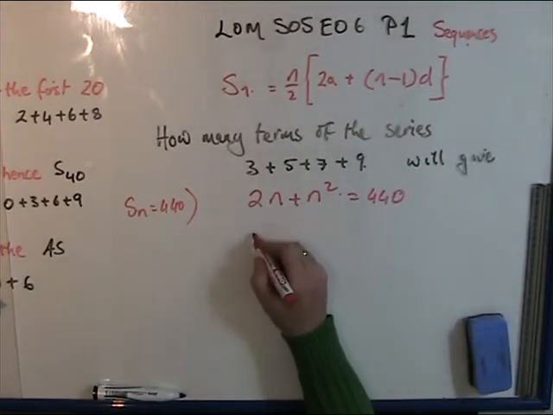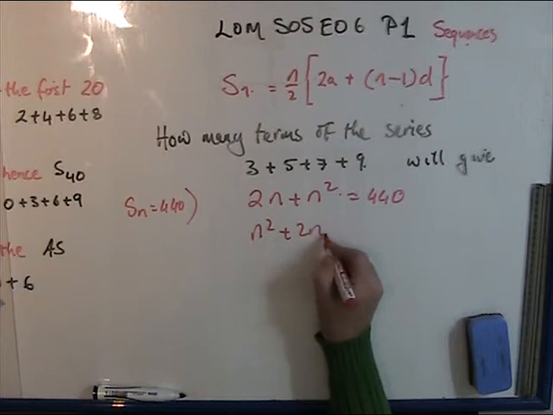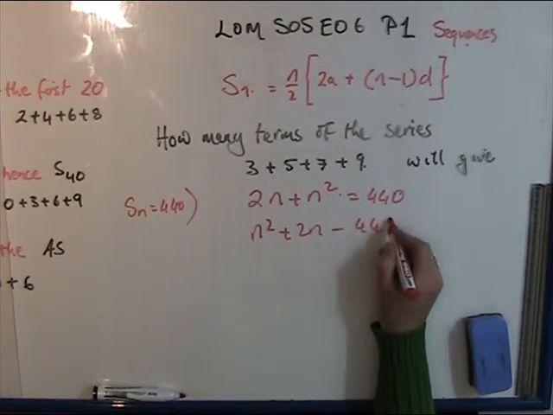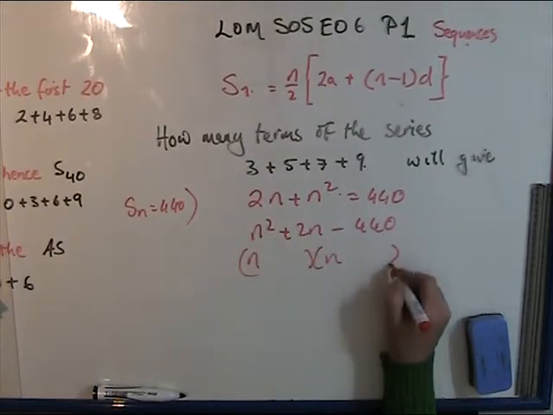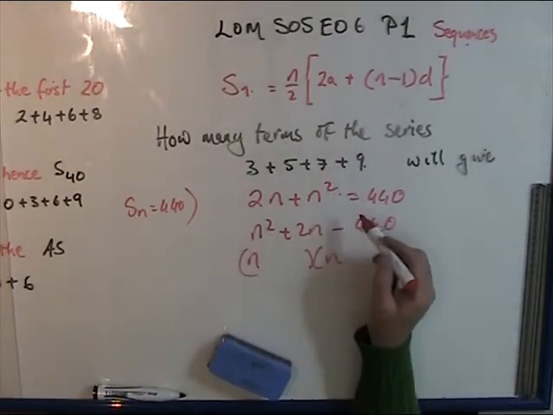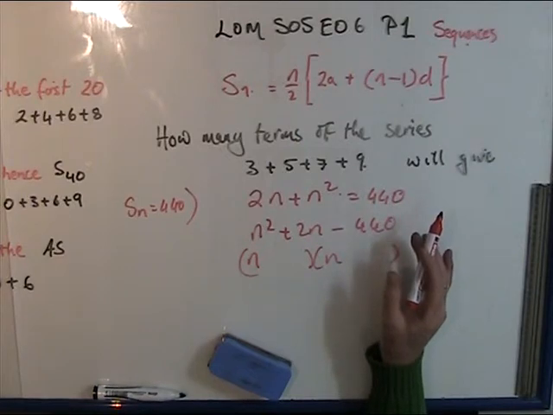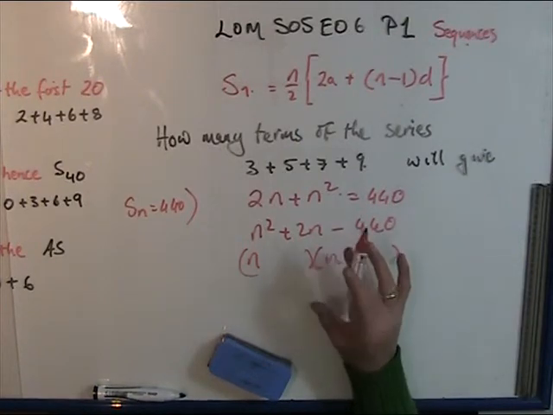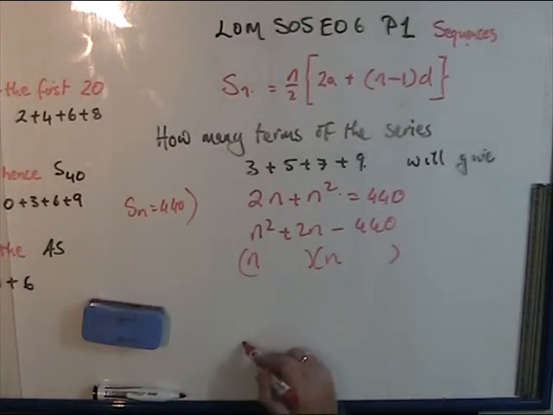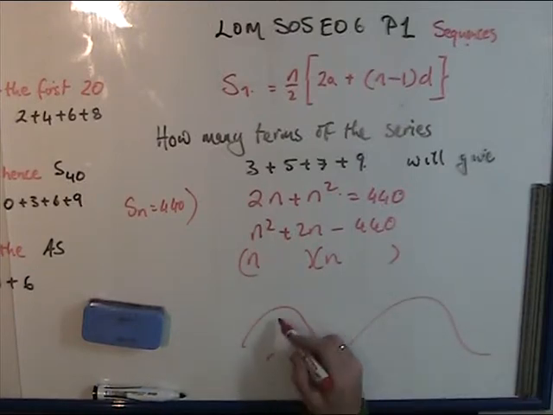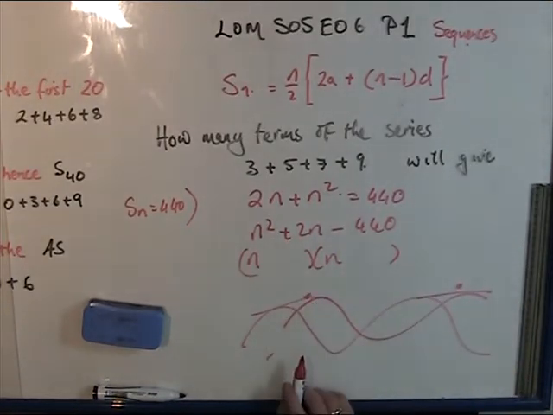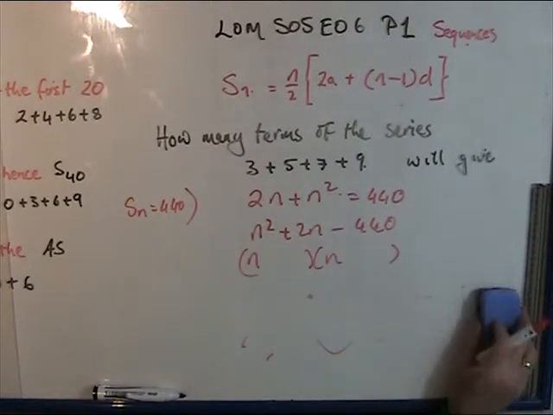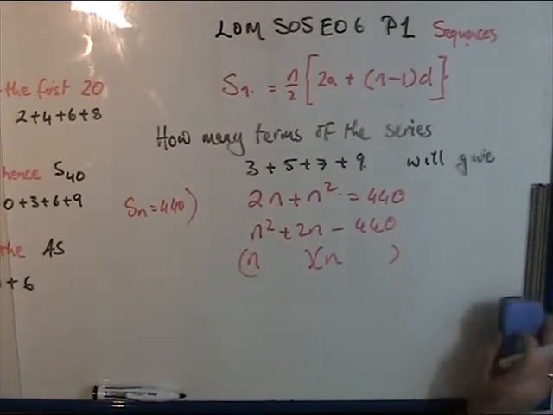And you're looking at that and you're going n squared plus 2n minus 440. And you're looking at this and you're going n by n, because you know that it's a quadratic equation. So here's quadratic equations. What it's doing is finding the points where these numbers will cross over. And this is done through simultaneous equations, so it's been used quite a lot in the papers.